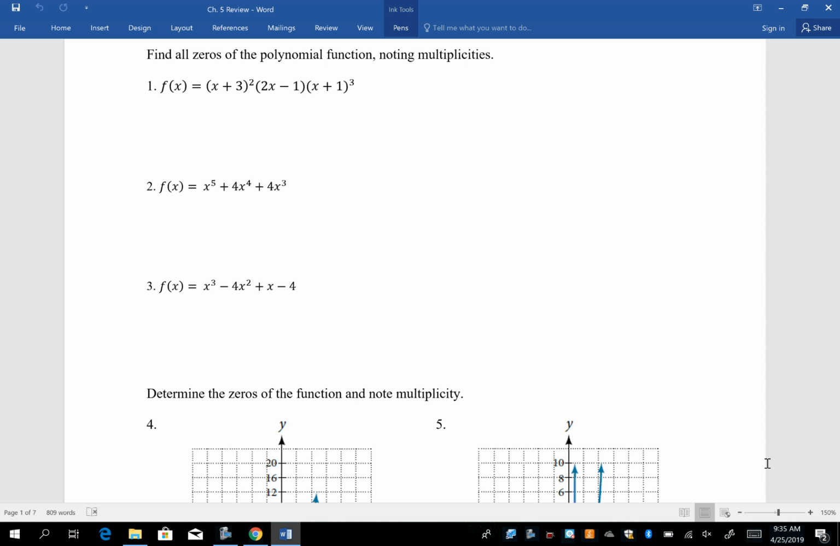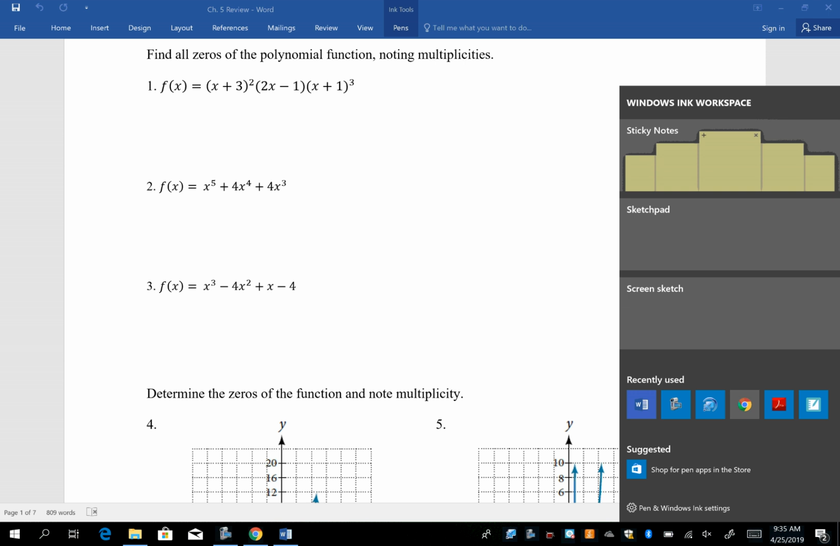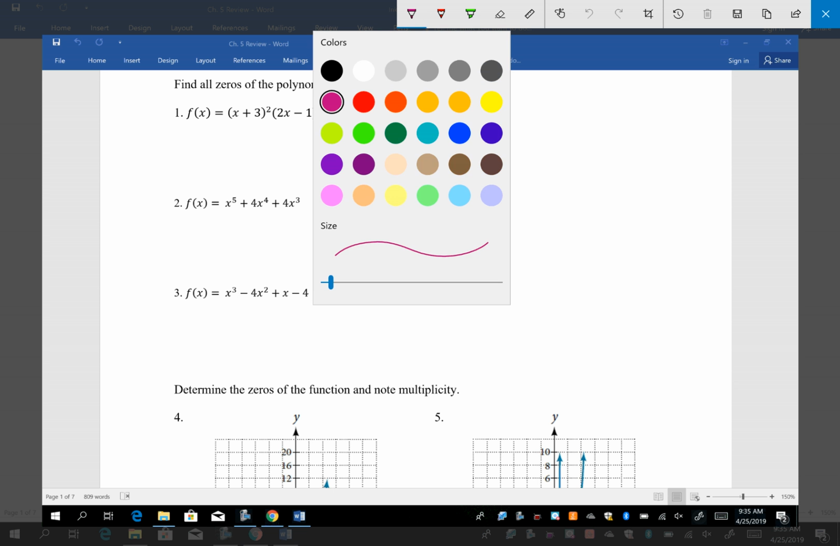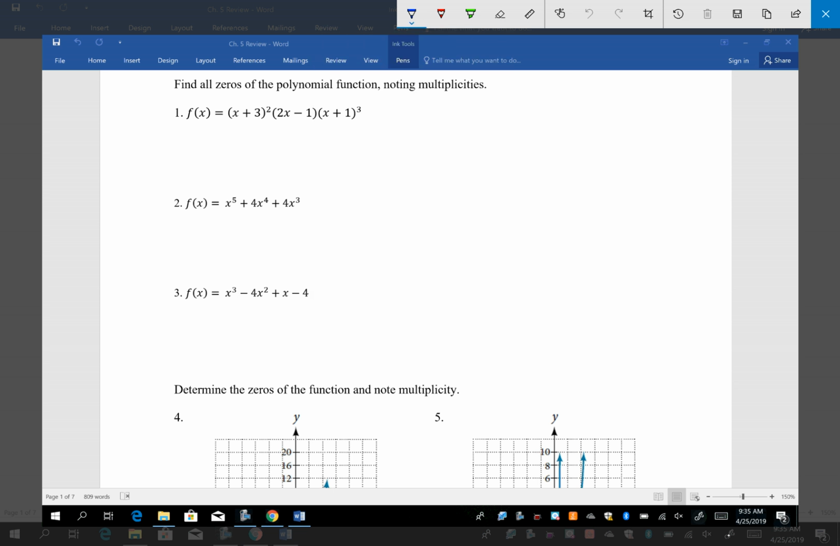Number 1, let's look at number 1. Find all of the zeros noting multiplicities. So the first thing when I hear that, find all the zeros, is I want to find what makes all of my factors become 0. All right, now it's already factored for you, so hopefully this can go much quicker. You want to set each of them equal to 0.